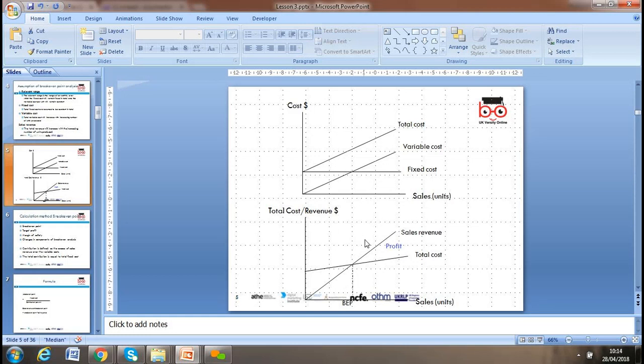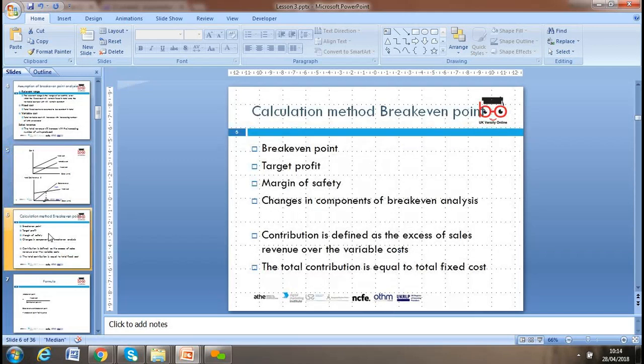Yes. Then we have total revenue, the difference between sales revenue and the total cost, which gives us profit, and we can show where the cost and revenue are equal. That point is called the break-even point. No profit, no loss. So today we'll go through first the calculation methods: break-even point, target profit, margin of safety.